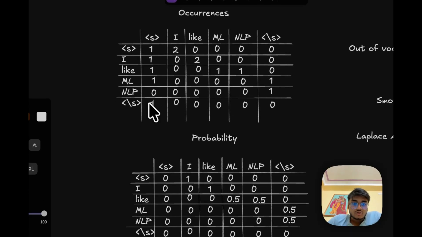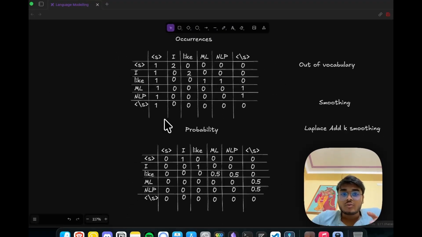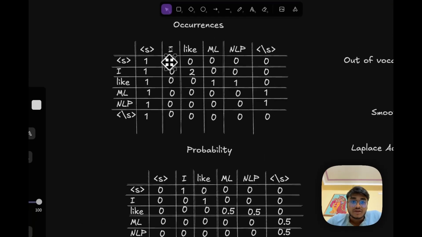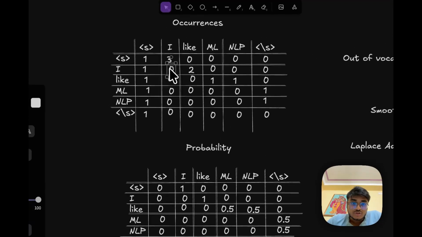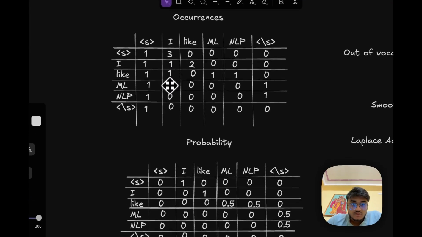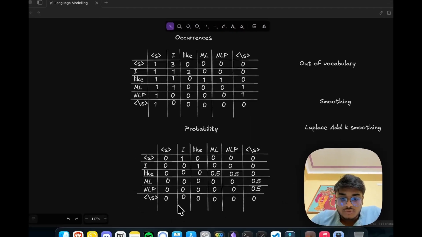Make sure to remember that the 1 we are adding is to the occurrences, not to the probability itself. We have to calculate the probability by ourselves. So this will be 3, this will be 1, and give me some time, I'm going to do it on my own.